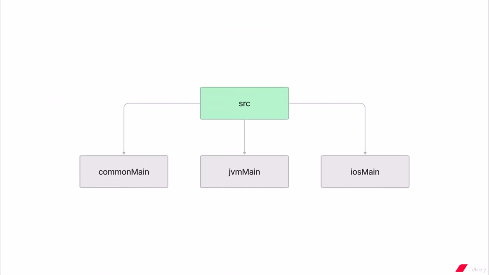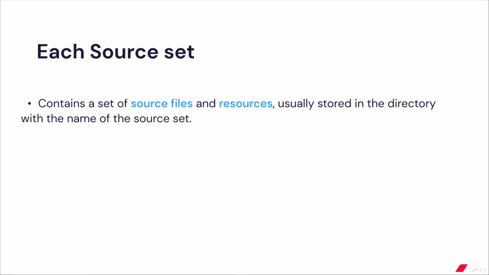A Kotlin source set, on the other hand, is a set of source files with its own targets, dependencies, and compiler options. It's the main way to share code in multiplatform projects. Now, each source set in a multiplatform project contains a set of source files and resources, usually stored in the directory with the name of the source set.